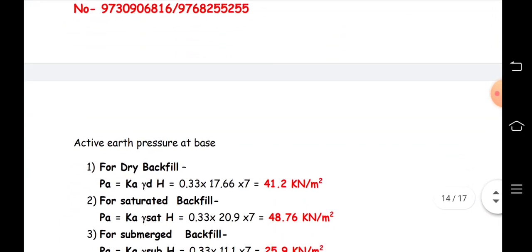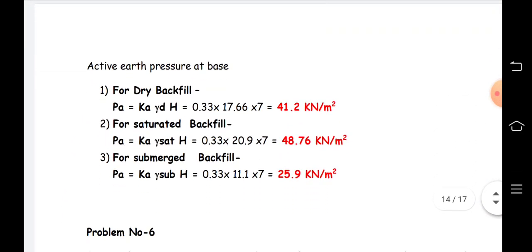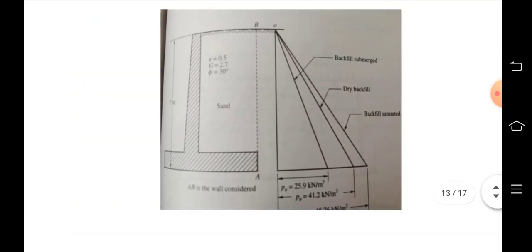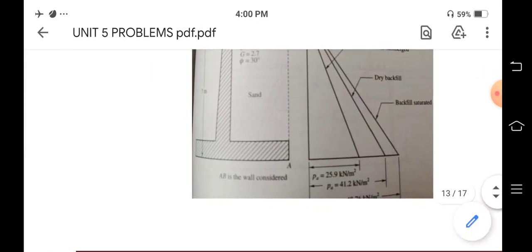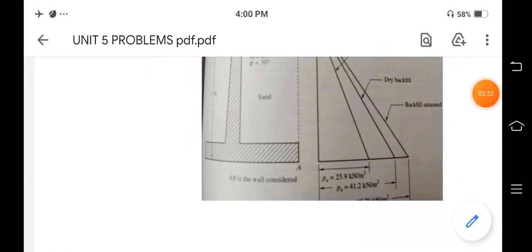Now put all these values in the formula. We have to calculate the pressure at the base, so we are calculating the pressure at this level. If you want to calculate for the total retaining wall, it will act at somewhere at h by 3, because it is a triangle, acting at the centroid. But now we have to calculate only at this base level.